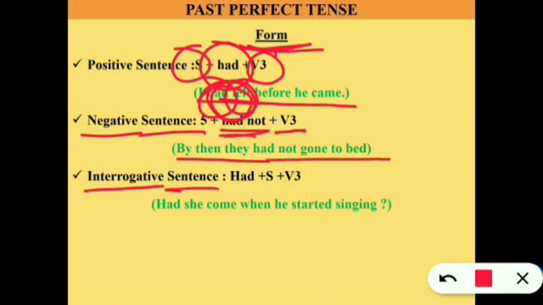Interrogative sentence, had plus subject plus verb 3. He had come when he started singing. Had she come when he started singing?